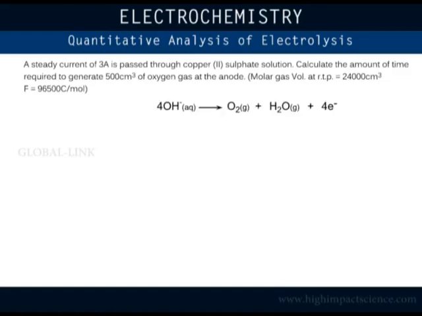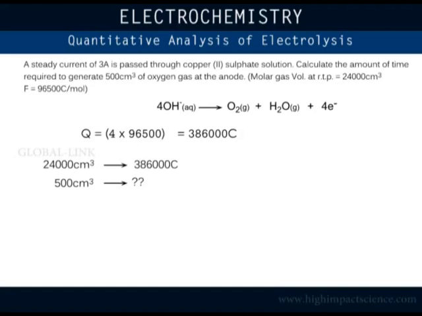We start with the equation. From this equation, to liberate 1 mole of oxygen or 24,000 cubic centimeters, it requires 4 moles of electrons. So let us first calculate the amount of electricity. So 4 times 96,500, that gives us 386,000 coulombs. And so 24,000 cubic centimeters requires 386,000 coulombs.